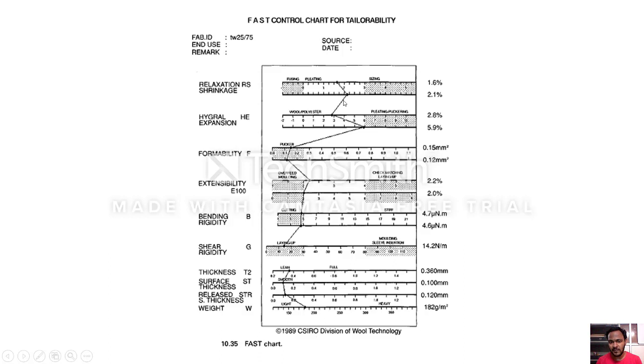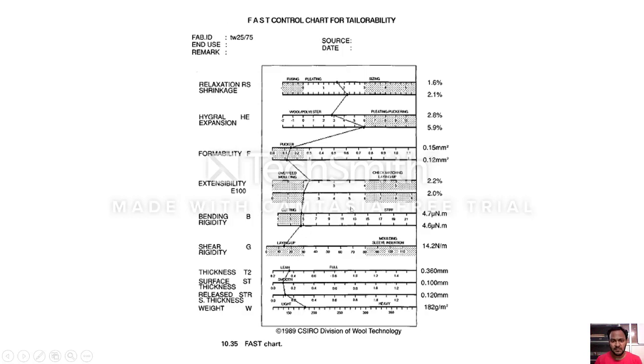Here you can see the fingerprint, which is like a snake, which goes like this. This shows that the value for relaxation shrinkage lies somewhere here, and this shows the value for high-grade expansion lies here. So the values are connected. These dots shown here are connected like a snake diagram.